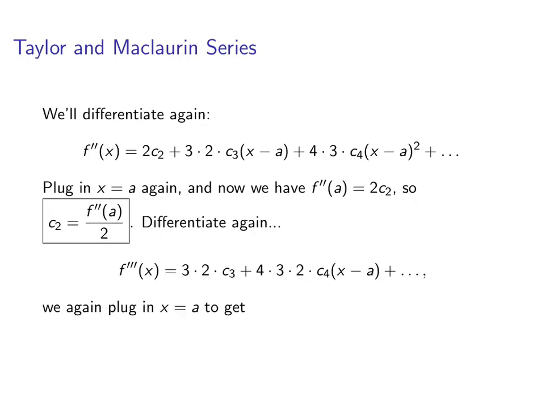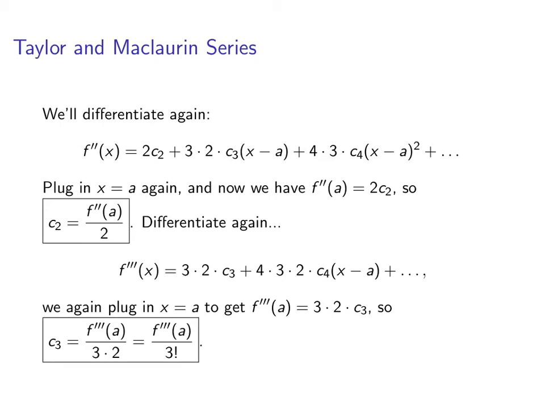All right, one more derivative. And one more time, we plug in x equals a, and all of the stuff out here disappears, and now we get f triple prime of a equals 3 times 2 times c3. So c3 equals f triple prime of a over 3 times 2, and so this is equal to f triple prime of a over 3 factorial. So what have we done at this point? We've solved for c0, c1, c2, c3.